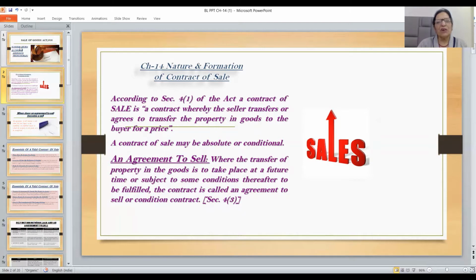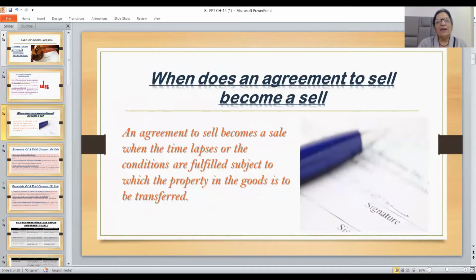And where the transfer of property in goods is to take place at a future time or subject to some conditions thereafter to be fulfilled, then the contract is known as an agreement to sell. So friends, this definition given under section 4 subsection 1 includes both sale as well as an agreement to sell. Now, moving ahead, when does an agreement to sell become a sale? When conditions are satisfied or the time lapses, then the agreement to sell will become a sale.